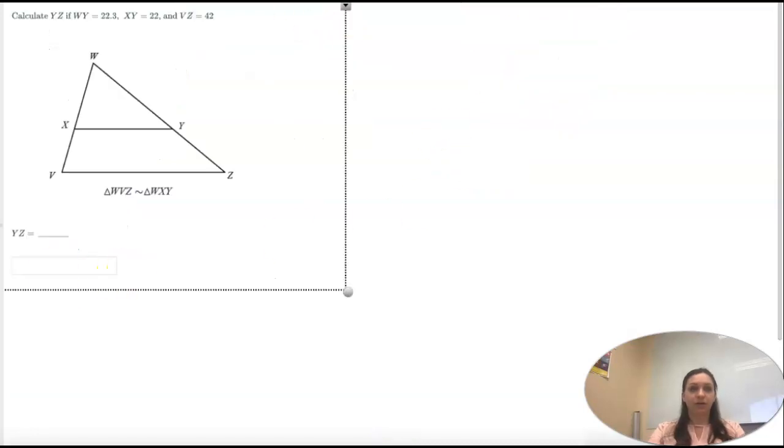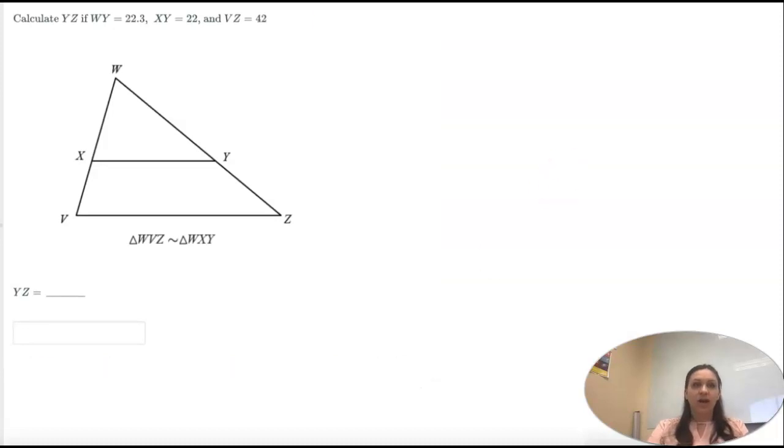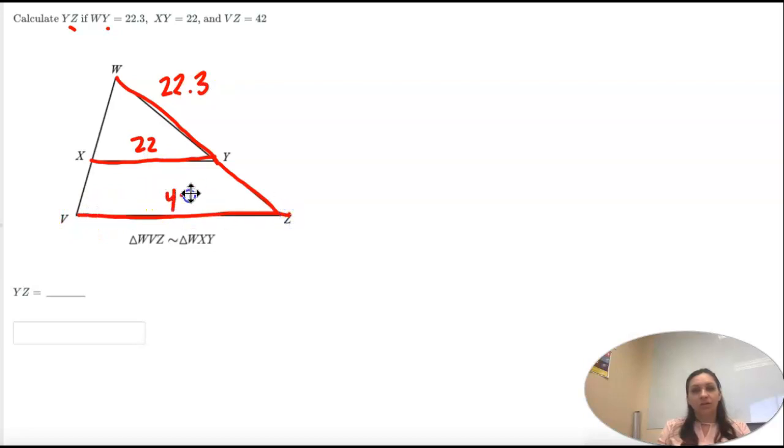Do a couple more here. Okay, so calculate YZ. So we're trying to find this little piece. If WY is 22.3, XY is 22, and VZ is 42.